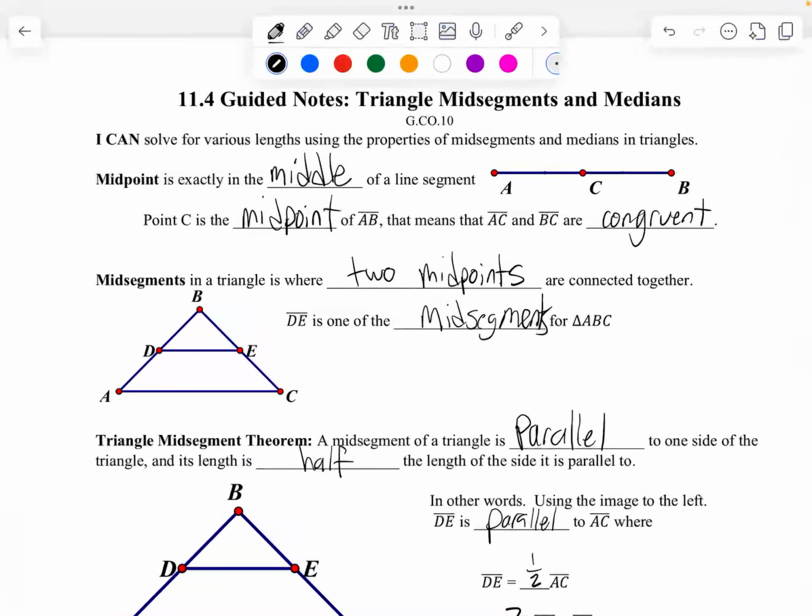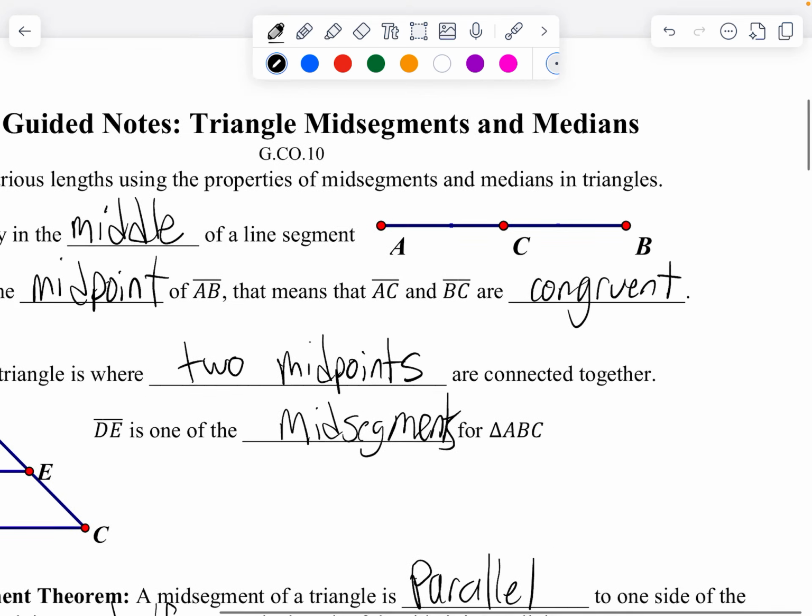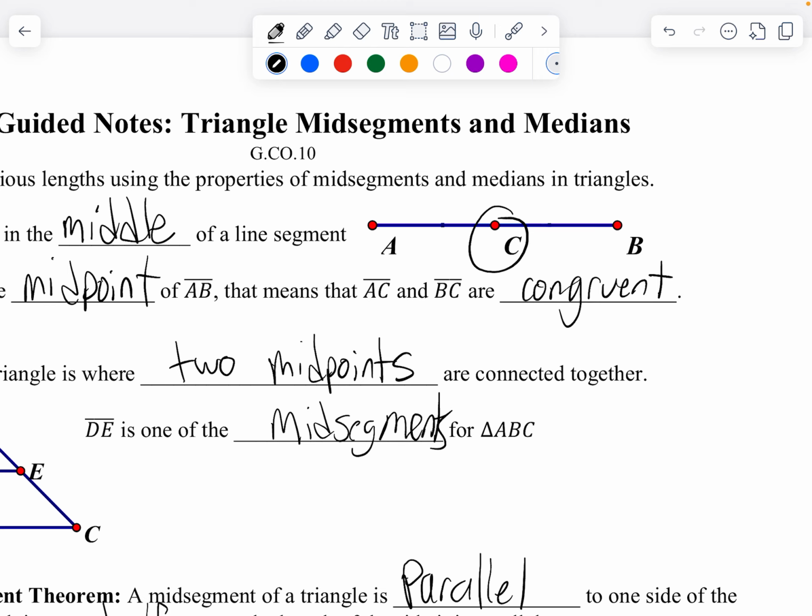Hello and welcome. So we're going to be looking at triangle midsegments and medians today. First we need to learn what a midpoint is to build up to midsegments. A midpoint is, as it sounds, exactly in the middle of a line segment. So C is in the middle between A and B. It is called a midpoint.